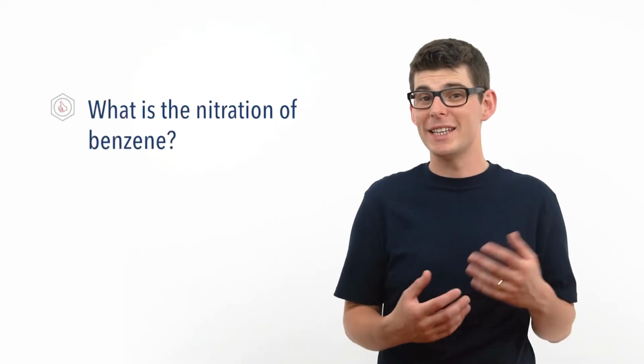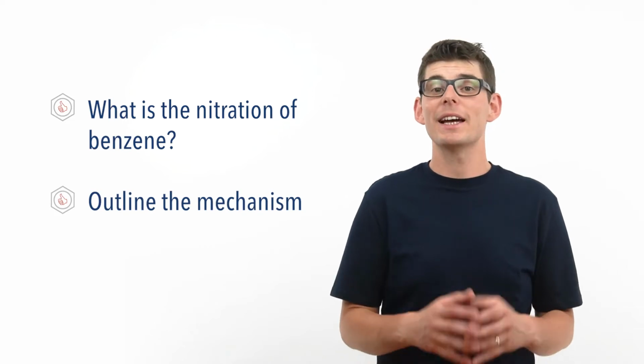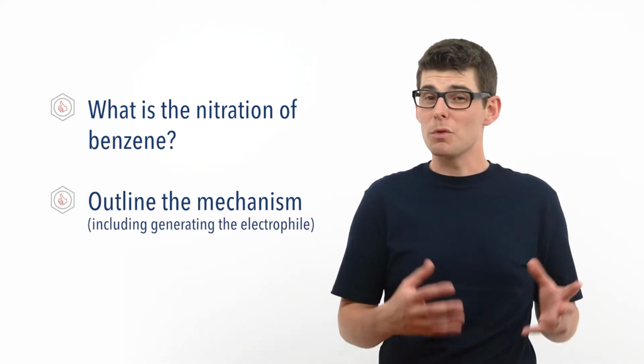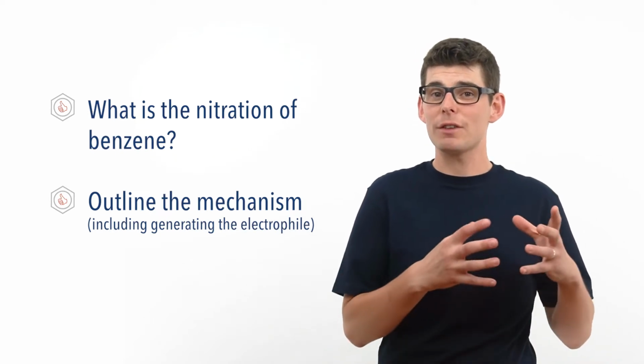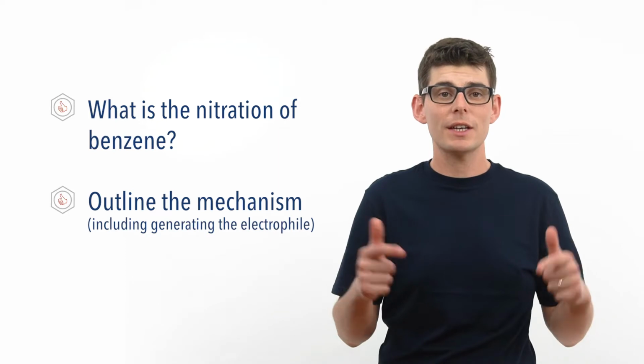In this video, we're going to look at the nitration of benzene. We're going to talk about what the nitration of benzene actually is, outline the steps in the mechanism for the reaction, and look at how the electrophile we need can be made. The general structure of benzene and the general electrophilic substitution mechanism of benzene are outlined in separate videos. Check the links in the description below.